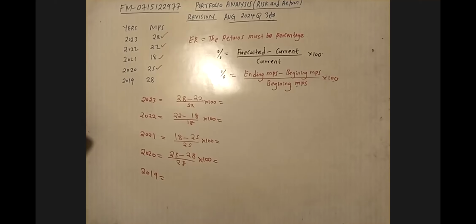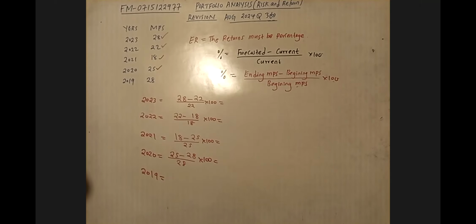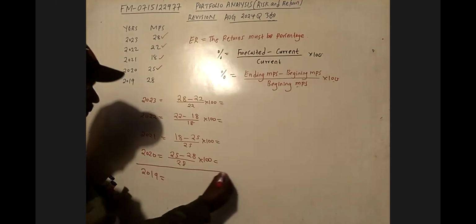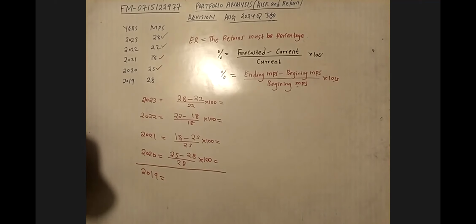And then 2019. Can you be able to calculate for 2019? How would someone calculate 2019? There is nothing for 2019, so our price ends here. Our percentage ends at 2020. So 2019 we shall not use to compute the return.